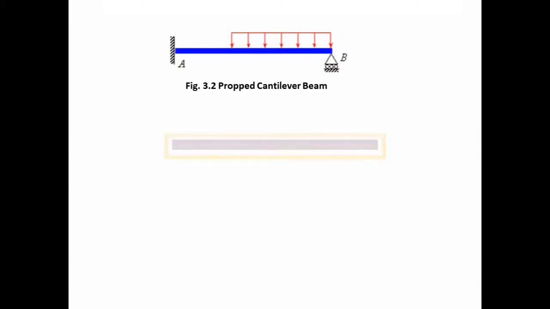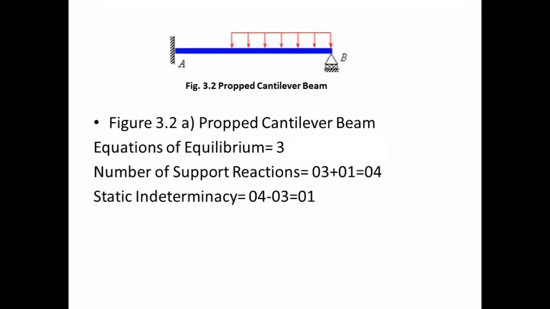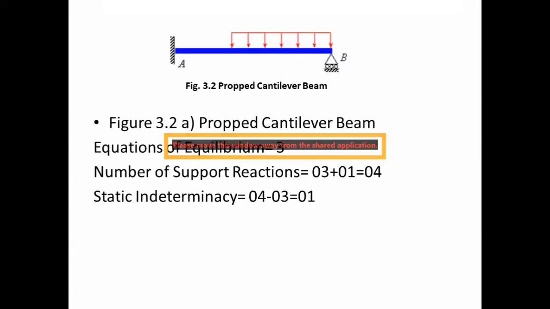Now how are there 4 reactions? The fixed support has 3 unknown reactions. The roller support has 1 reaction. So 3 plus 1 is 4. These are 4 unknown reactions. From this you just have to subtract the equations of equilibrium, which is 3. So 4 minus 3 is 1. So the propped cantilever beam has static indeterminacy of 1.